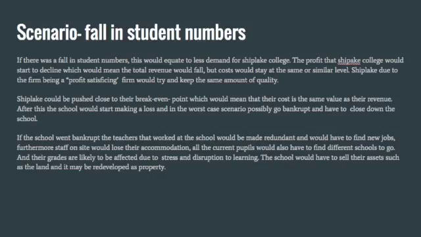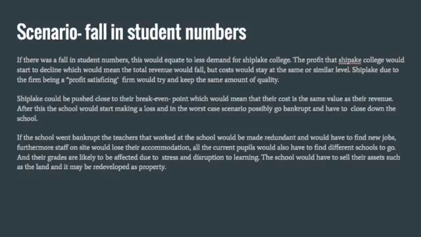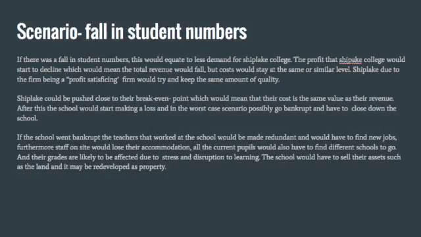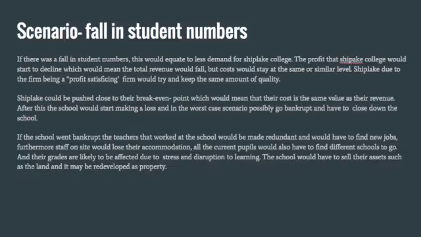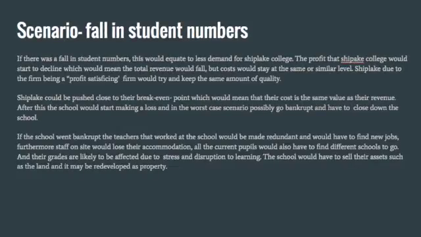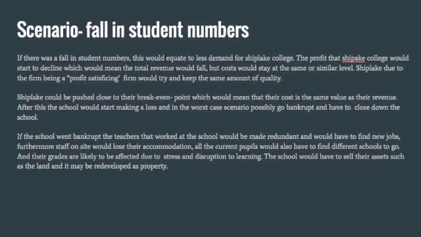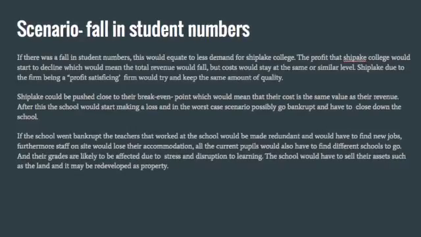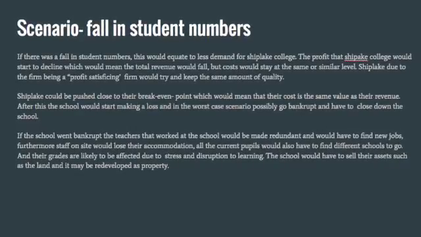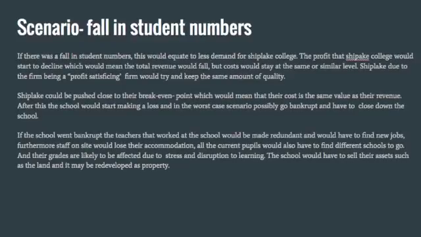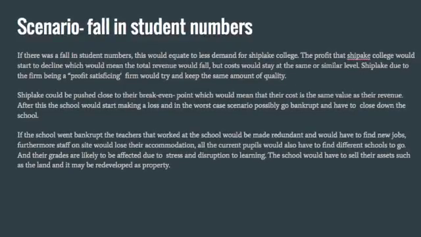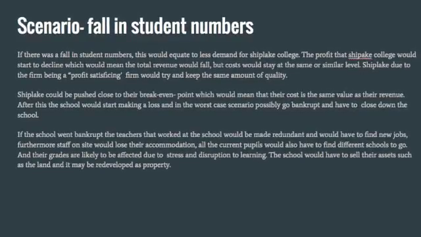Scenario: a fall in student numbers. If there was a fall in student numbers, this would equate to less demand for Shiplake. The profits at Shiplake would start to decline, which would mean the total revenue would fall. The costs would stay the same or at a similar level. Due to the firm being a profit-satisficing firm, they would try to keep the same amount of quality. Shiplake could be pushed close to the break-even point, which would mean the cost is the same value as the revenue.